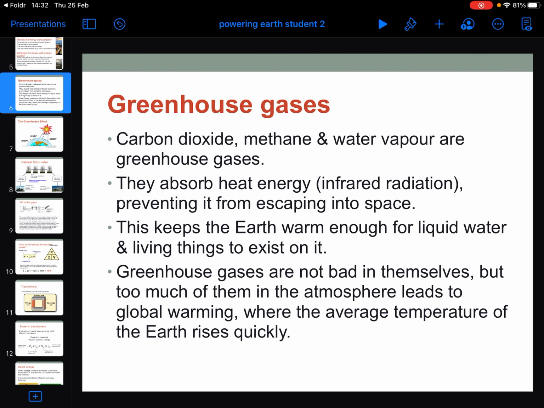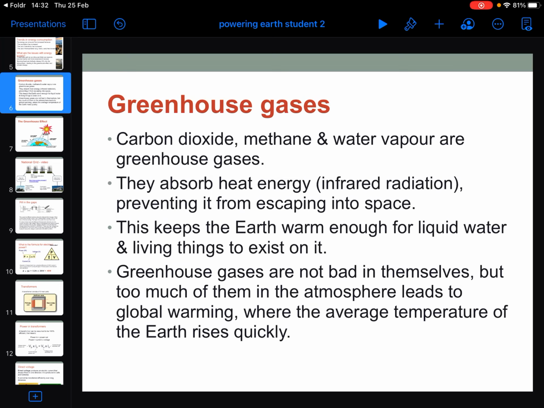Greenhouse gases, examples of which are carbon dioxide, methane and water vapour, absorb heat energy, infrared radiation, preventing it from escaping into space. This keeps the Earth warm enough for liquid water and living things to exist on it. So that's brilliant, that's actually very good.